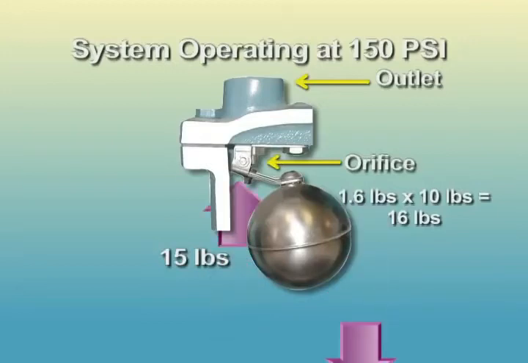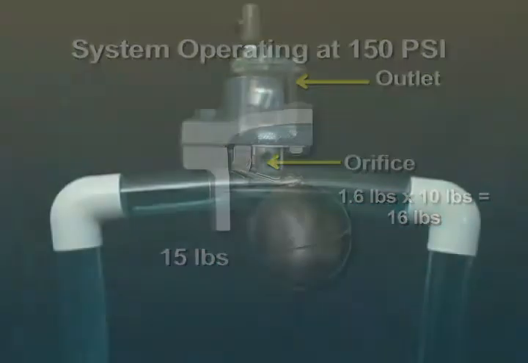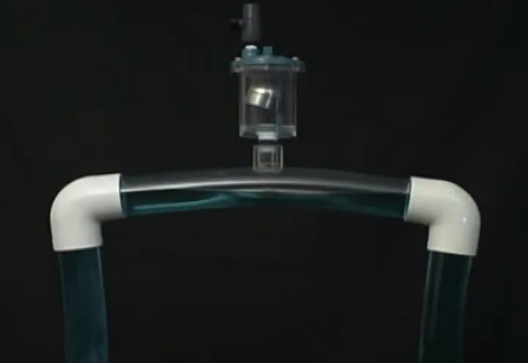Again, these forces are negated when water is present in the valve, raising the buoyant float and closing the valve orifice. If we close the shutoff valve mounted on the air release valve outlet, the orifice is no longer able to vent air. As a result, air collects at the high point and creates a restriction. This demonstrates the effects of air on system flow when air release valves aren't used.